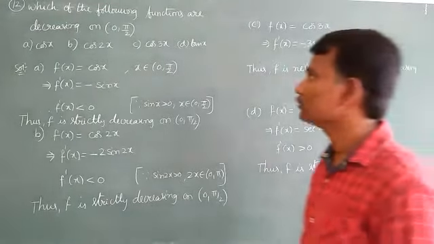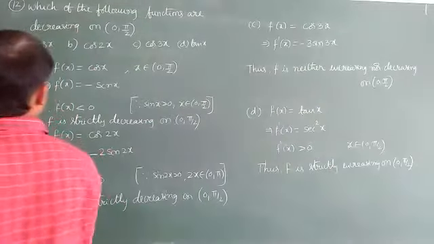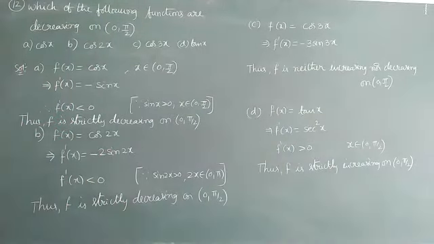Students, next 12th one. Which of the following functions are decreasing on 0 comma pi by 2? A, cos x; B, cos 2x; C, cos 3x; D, tan x. First problem, which functions are decreasing on 0 comma pi by 2? Decreasing means strictly decreasing.